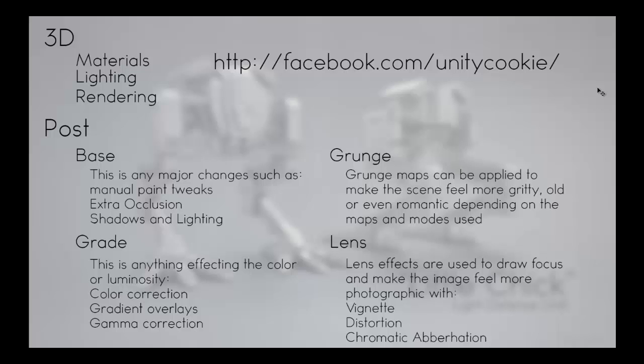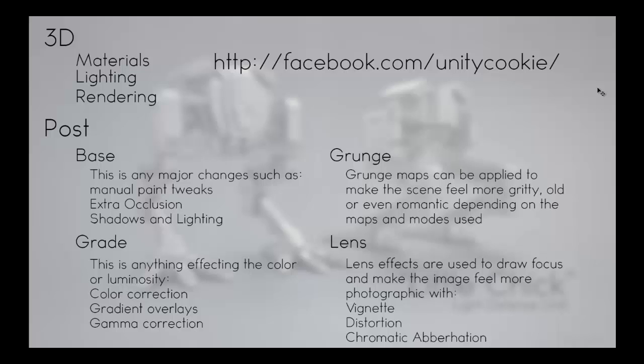your lens. So once again, the base is any changes such as manually painting in any gaps or anything that you forgot to do in 3D. Don't bother re-rendering, just paint it in. Any extra occlusion, there's also any extra shadows or lighting that you may want to use. Those are all considered your base, sort of like a base coat.